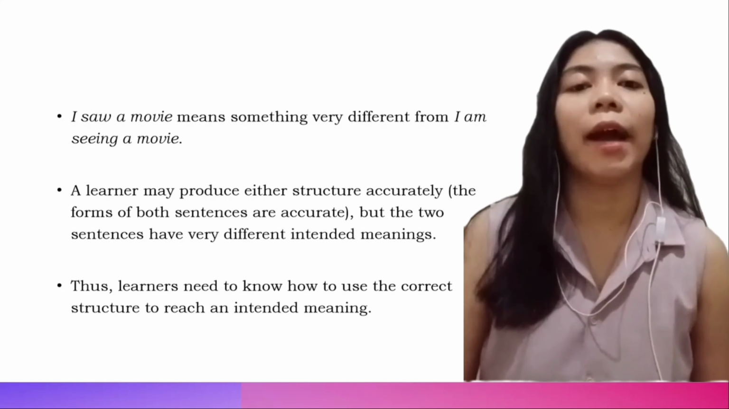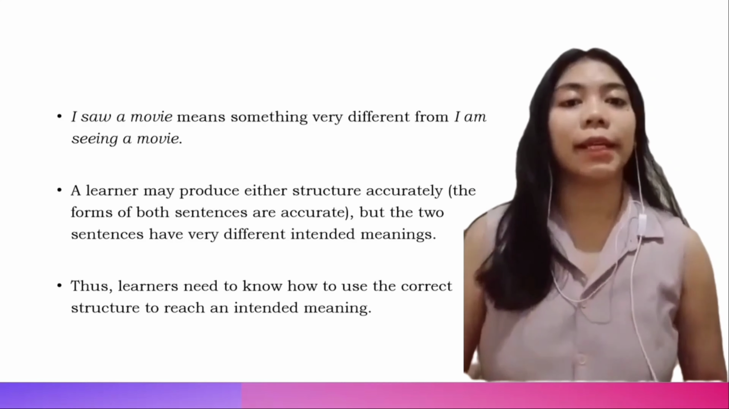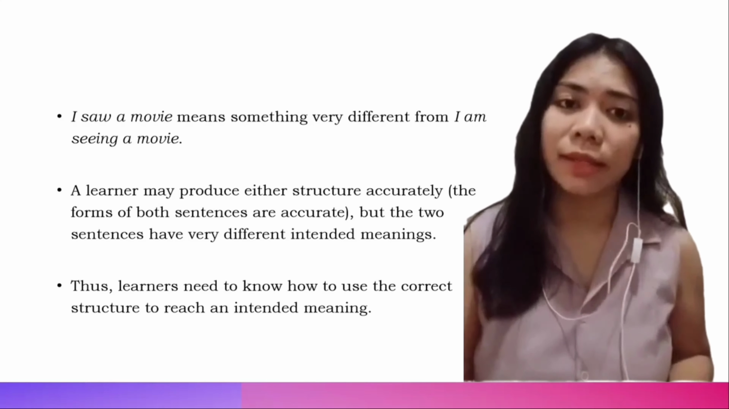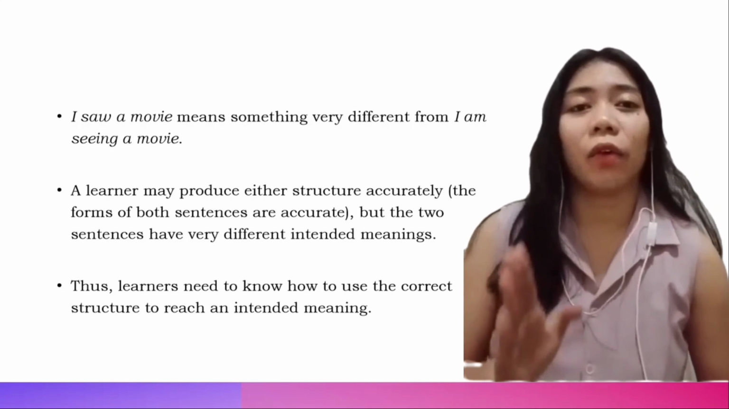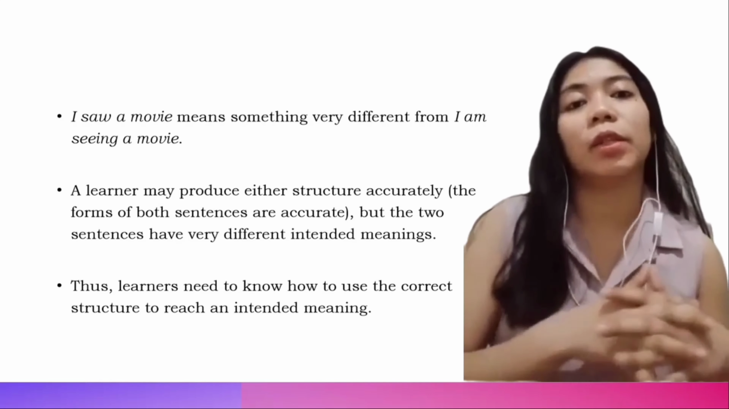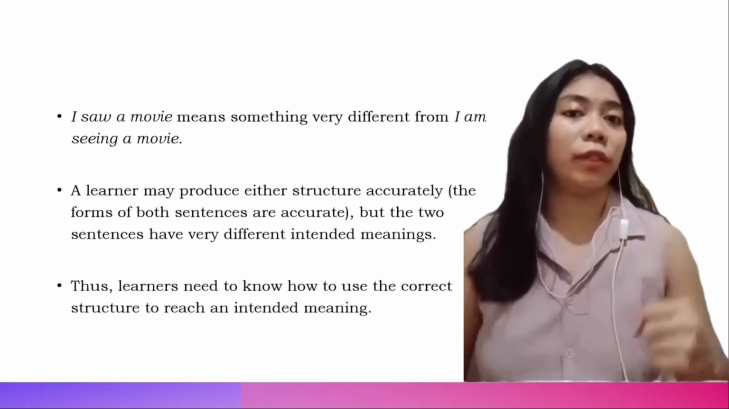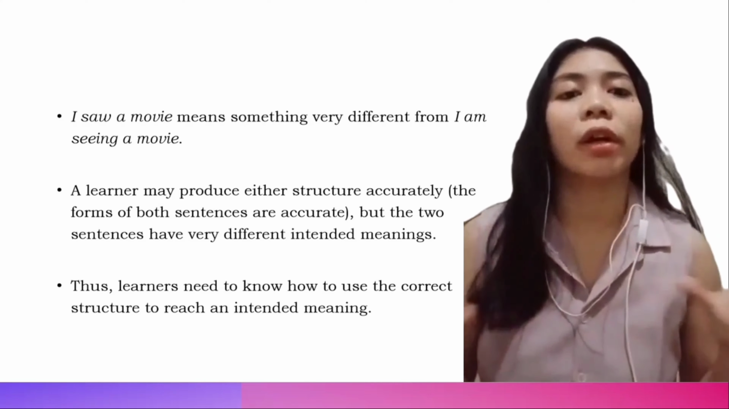It means it already happened. He or she already watched that movie. While the second sentence is, I am seeing the movie. I am seeing a movie. When we say seeing, it is an act of looking for something. So it means the sentence represents that he or she is looking for a movie, that he or she might watch it later. So a learner may produce either a structure accurately.